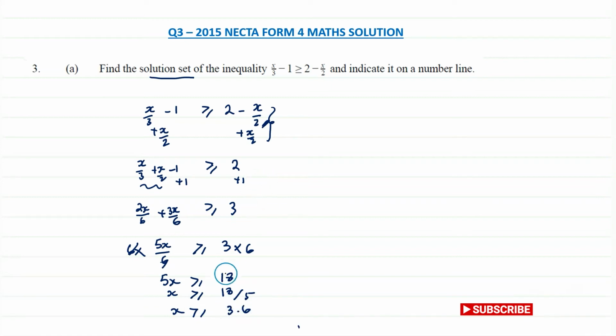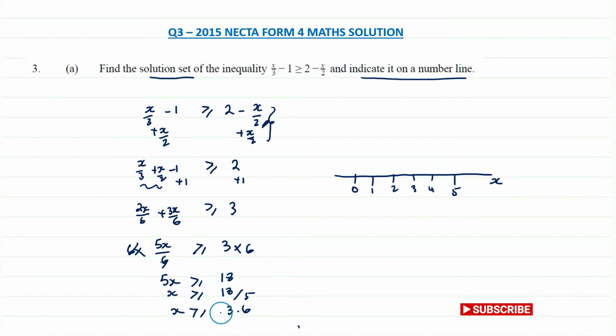Okay, so now we have the solution set for x. We've been asked to indicate it on a number line. So all we have to do is just do a quick sketch. If you have one on your exam paper and you're writing your answer on your exam paper, then you need to just follow that. Otherwise, you just need to draw a quick sketch. So we have x, and let's say that is 0 here, and then 1, 2, 3, 4, 5, roughly.